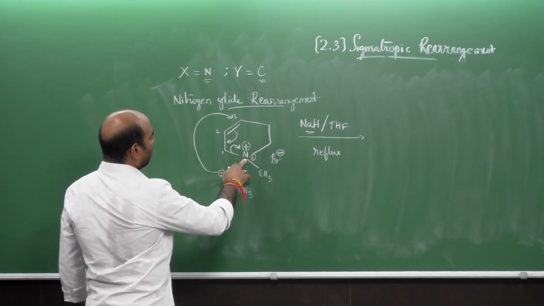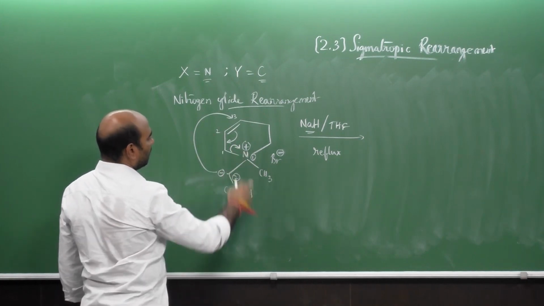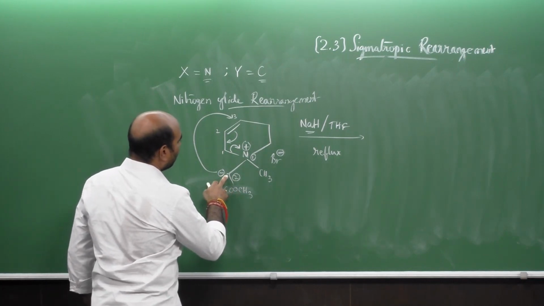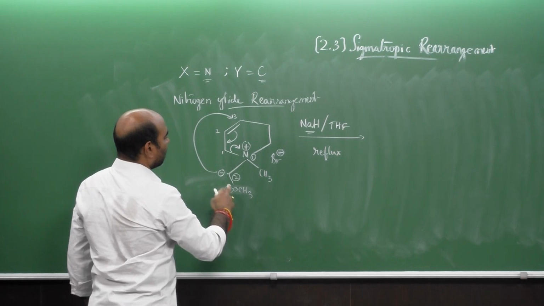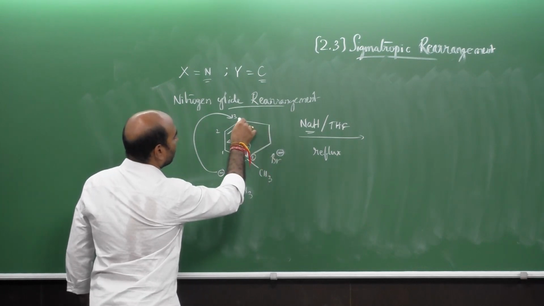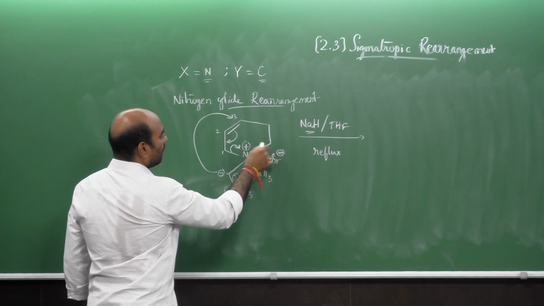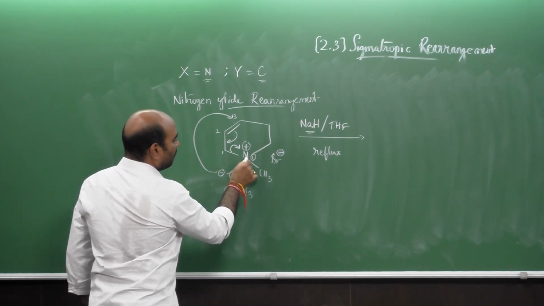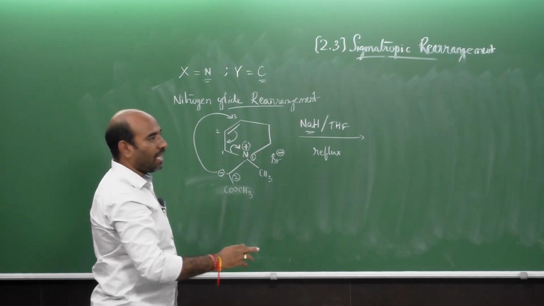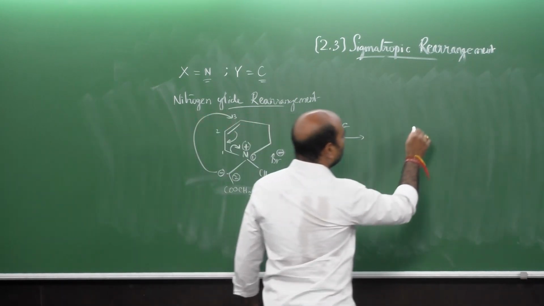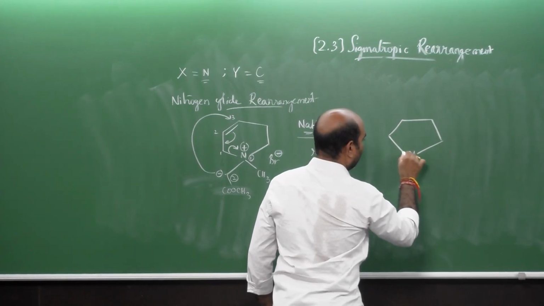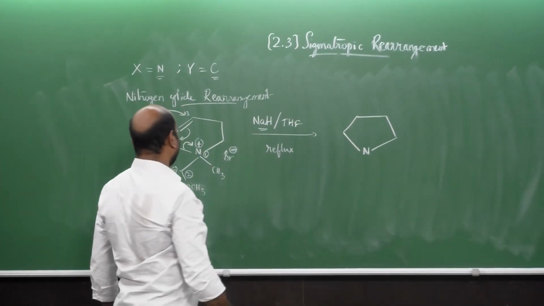So now a new connection is being formed. The second carbon atom is attached to this carbon atom, right? So 1, 2, 3, 4 and 5. How many atoms are there in this? 1, 2, 3, 4 and 5. So that means a 6-membered ring has now transformed into a 5-membered ring, right? So this is the 5-membered ring.